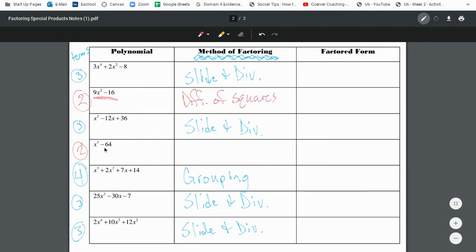And then I look here. Again, I have 2 terms. 64 is a perfect square and a perfect cube, but this x has an exponent of 3, so that tells me it's going to be a cube, so difference of cubes. So I say difference of cubes. Okay, and then you can go ahead and work on this. We can check it if you'd like, but you can go ahead and fill that out on your own.